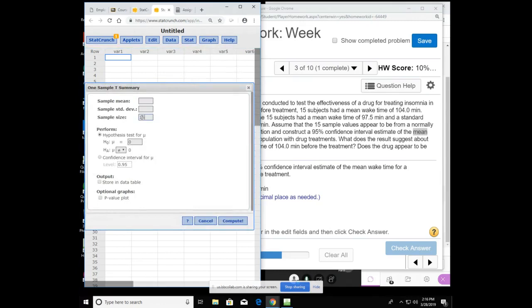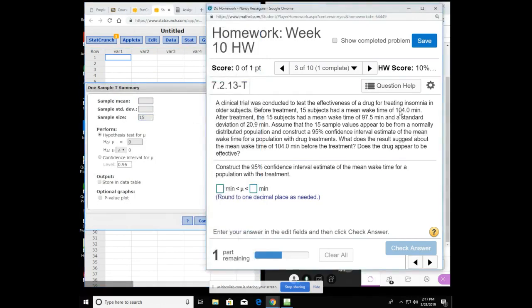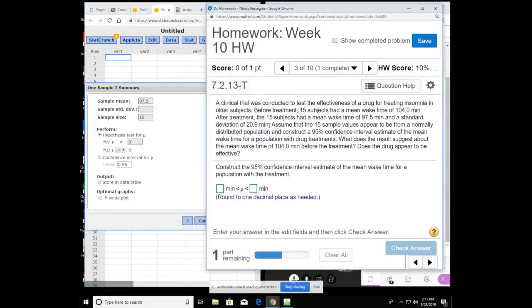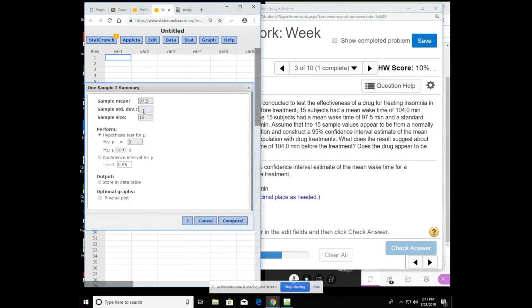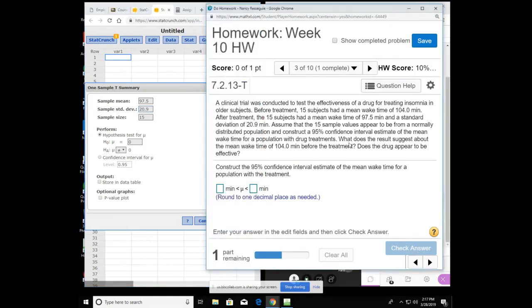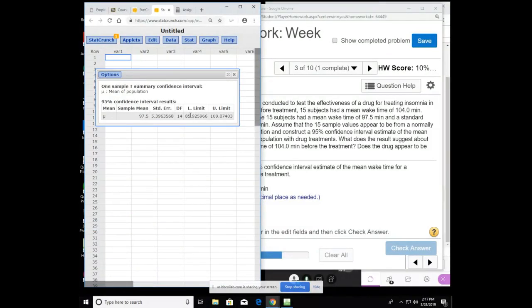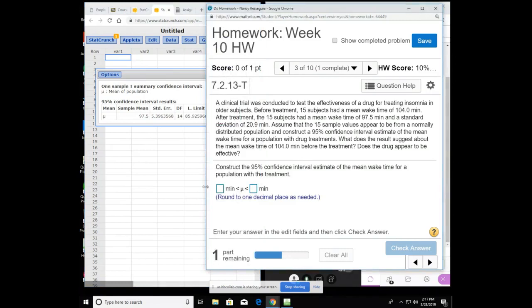So that means my sample size is going to be 15, and they had a mean wake time of 97.5 minutes. So that's my sample mean. And then standard deviation of 20.9 minutes. Okay, and then for me, it's asking for a 95% confidence interval, so I'm going to leave this at 0.95. So then in my results, I'm looking for the lower limit and the upper limit again.